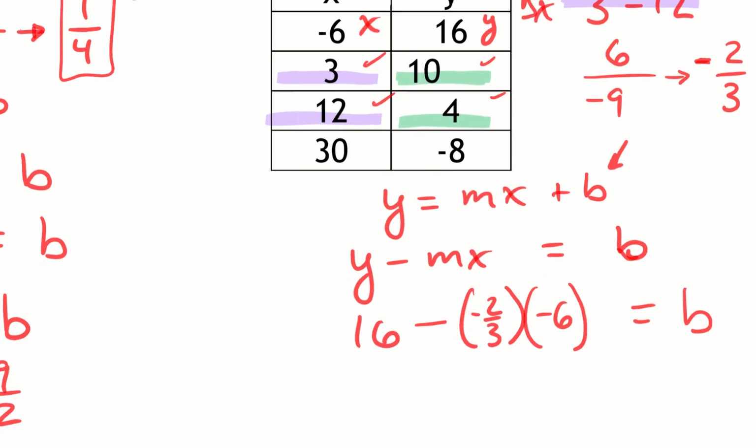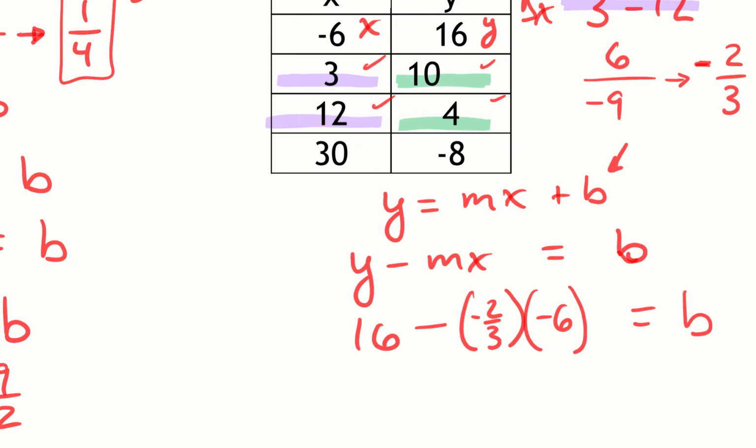So on my calculator, I'm going to first do negative 2/3 and multiply that times negative 6. When I do that, I get positive 4, right? That's negative 2/3 times negative 6. 6 divided by 3 is 2, 2 times 2 is 4, and it's a negative times a negative, so this is a positive 4. So now I have 16 minus 4 as my y-intercept, and 16 minus 4 is 12.